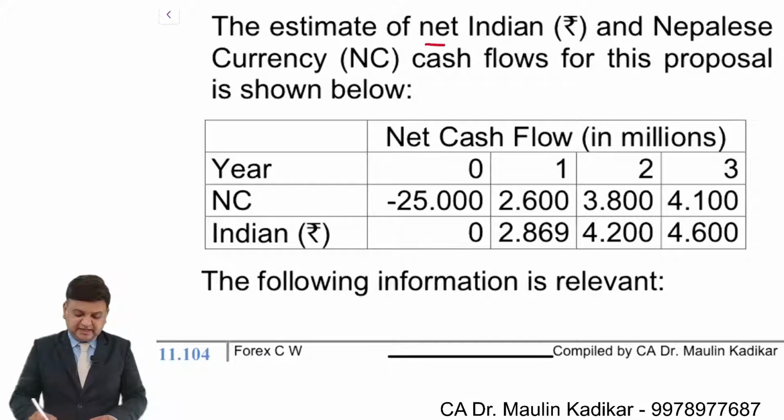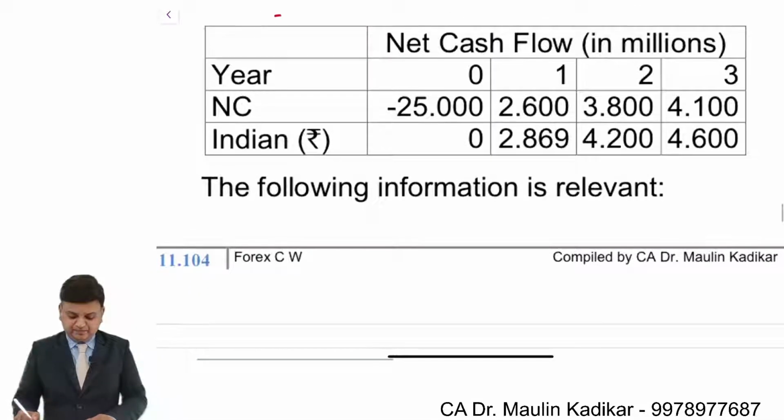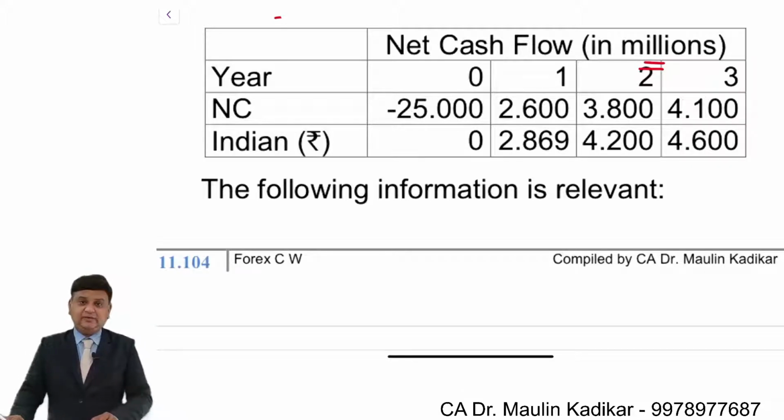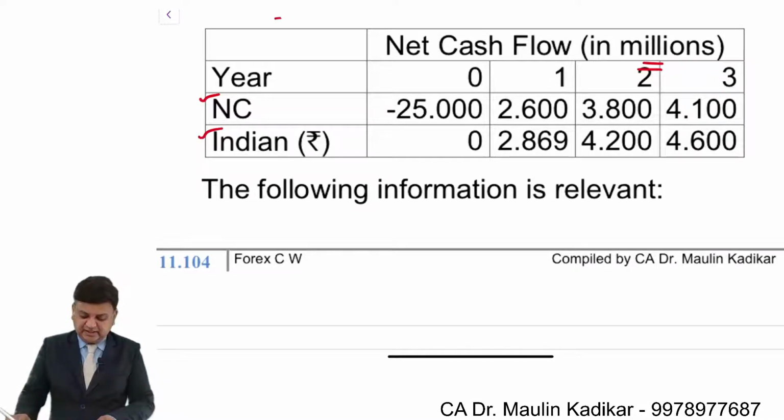The estimated net Indian rupee and Nepalese currency cash flows for this proposal are shown below. Cash flows have been provided in million terms. 1 million is equal to 10 lakhs. In Nepalese currency and in Indian rupees, cash flows have been provided to us in million terms.